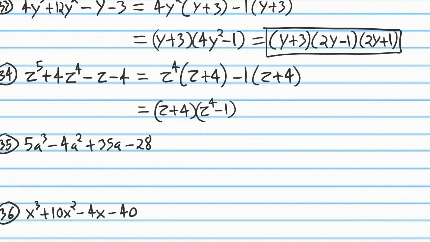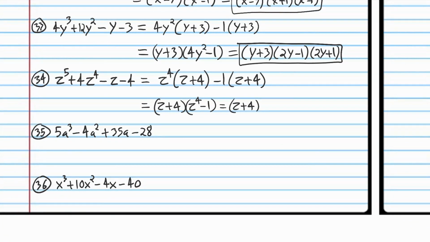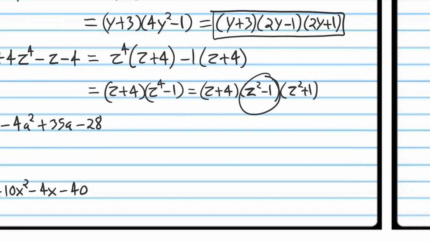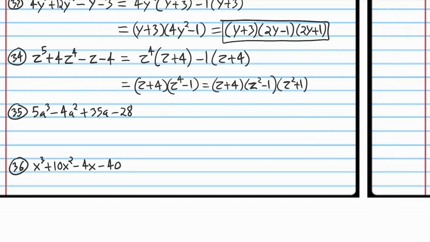And now z to the 4th minus 1, that's kind of a special case where we can factor quite a bit. So we're going to have to be sure to write small here. That would be z squared minus 1 times z squared plus 1. But z squared minus 1 is the difference of two squares, so we can keep going with that. So that would be z plus 4 times z minus 1 times z plus 1 times z squared plus 1. So I want to make this easy for you. So I can color code this.